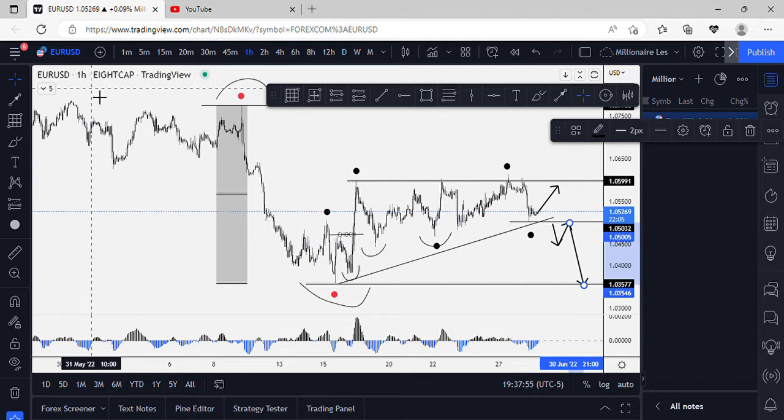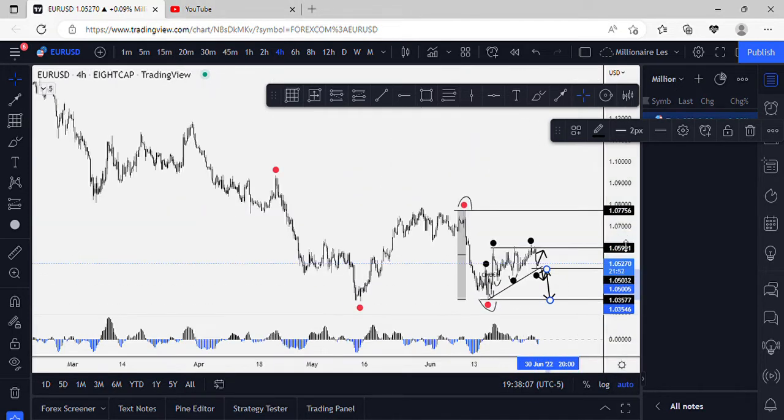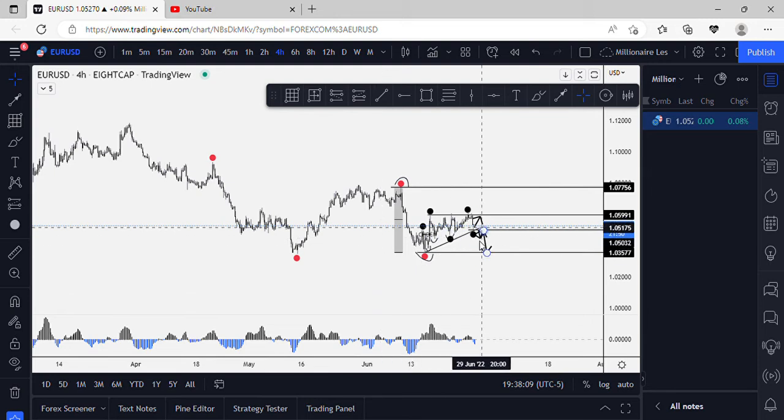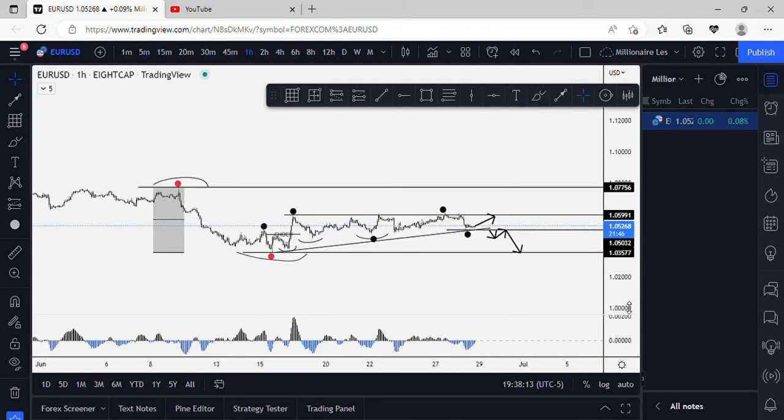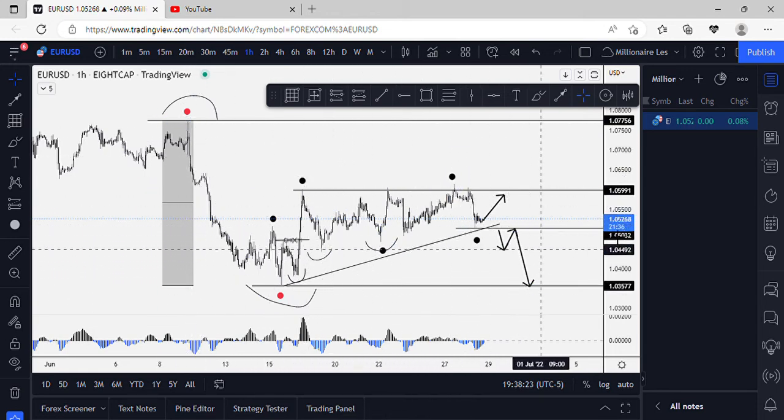Since now I'm only focusing on really solely one pair, the structure that I'm going to be focusing on the most is 4-hour structure and 1-hour structure. So 4-hour structure, major swing points, and as you can see, we're still in this range. 1-hour structure, minor swing points, and as you can see, we are still trading within the 4-hour range, but we're making lower lows and lower highs on minor structure.